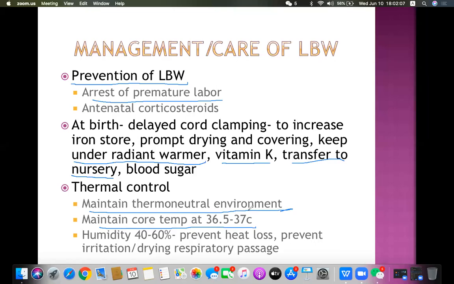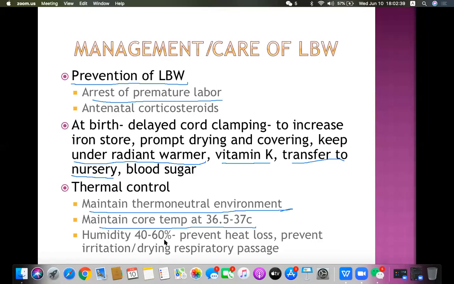Now, if we maintain this core temperature, the thermoneutral environment would be maintained. What I mean here, don't get confused: we constantly measure the temperature of the newborn and we adjust the environmental temperature. By the time the baby attains this temperature in the body, we maintain that environmental temperature. In this case, the incubator is the environment. So we adjust the temperature of the incubator till the baby reaches this temperature. That is the meaning. Now, humidity inside the incubator is maintained at 40 to 60%.